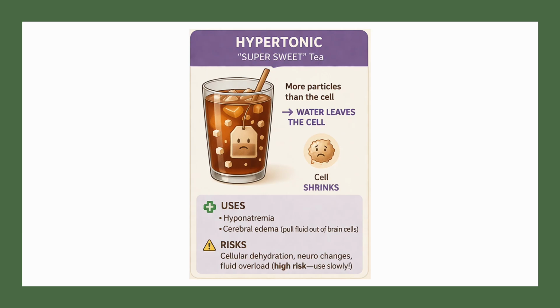Now, I mentioned in the last slide that isotonic solutions, we can recognize by the 0.9% normal saline. And I said that if we go hyper, we have higher numbers. So in cases like hypertonic solutions, you'll see larger percentages like 3%, 5% normal saline, 10%, or D5W types of solutions. So look for those larger numbers to help you recognize that you have a hypertonic solution.